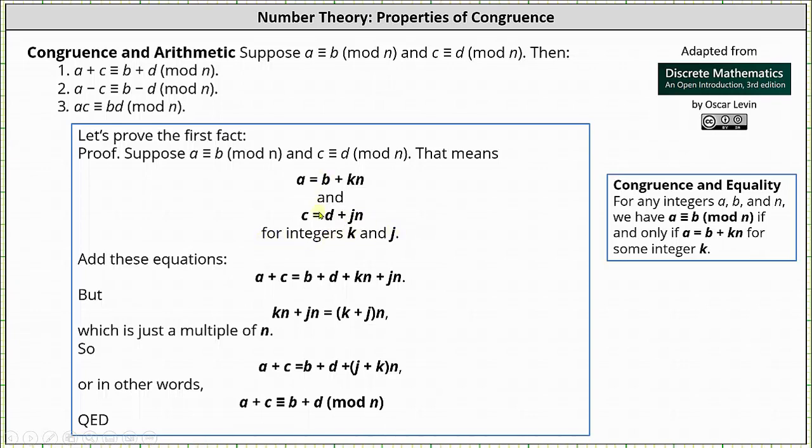And now we're going to add these two equations together, which gives us A plus C is equal to B plus D plus kn plus jn. Now looking at just kn plus jn, there's a common factor of n. We can write this as the quantity k plus j times n, which is just some multiple of n. Subbing this back into our equation, we now have A plus C is equal to B plus D plus the quantity j plus k times n, which is what we needed to show. In other words, A plus C is congruent to B plus D mod n, and the proof is complete.